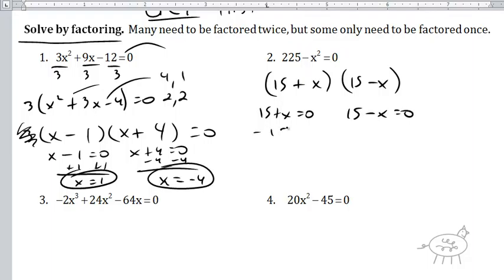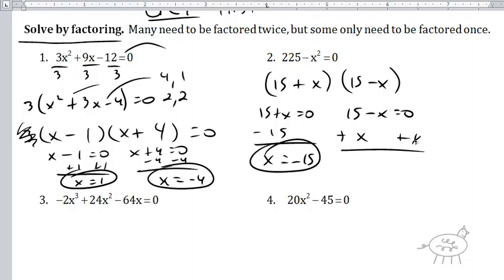Okay, subtract 15 from all sides, so x equals negative 15. And then, actually if I really add x to both sides, what that does is it gives me x on this side and this cancels out and we get x equals 15. So 15 and negative 15. I could have also subtracted 15 and then divided by negative 1. That would have worked as well.